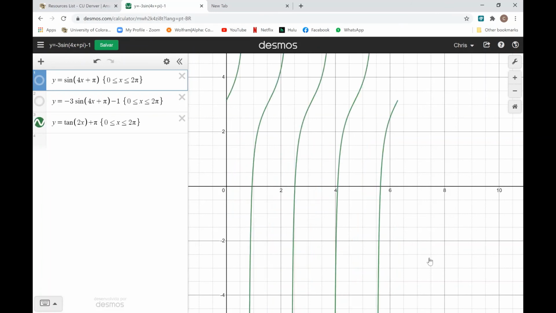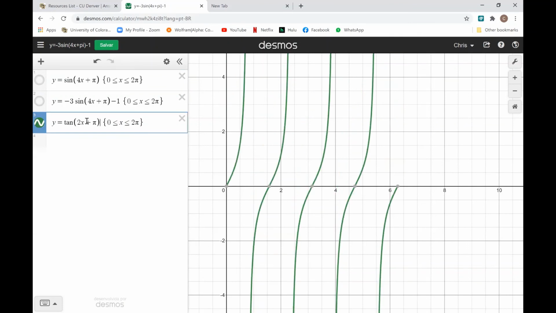Similarly, with the second piece, tangent, we end up with the same situation. Excuse me, this should have 2x plus pi. Right, so you end up with the same situation where you have 3 full periods here, but then you have a half a period here, which is the phase shift, and then a half a period here at the end. So you end up with a full 4 periods.